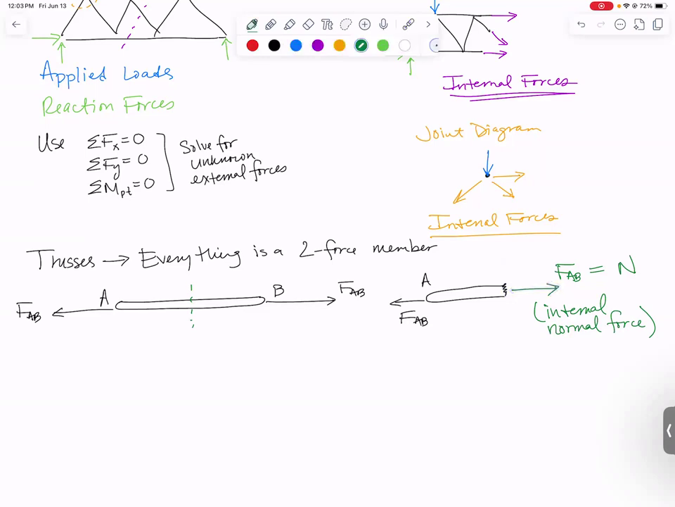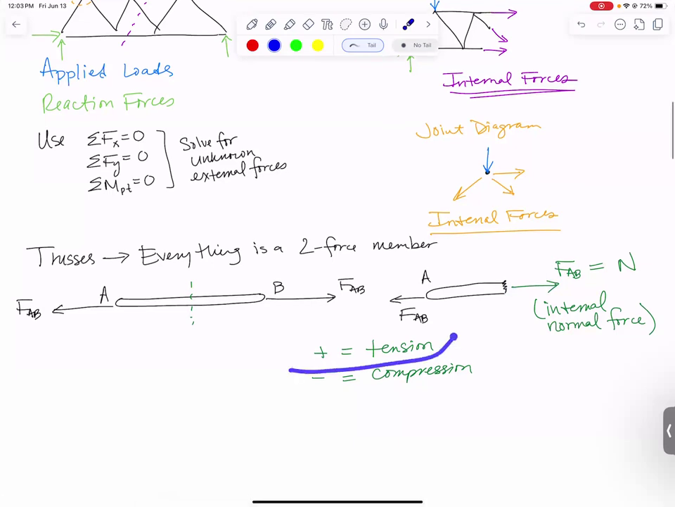And we used a sign convention when we did this, that positive was tension and negative was compression. We're going to keep this sign convention and use it even for things that are more complicated than trusses. When we go to find the internal force, if it is pulling out and away from that surface, it is considered tension. So what I've just drawn on here is an example of tension.